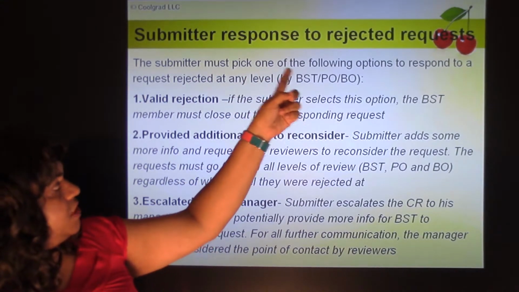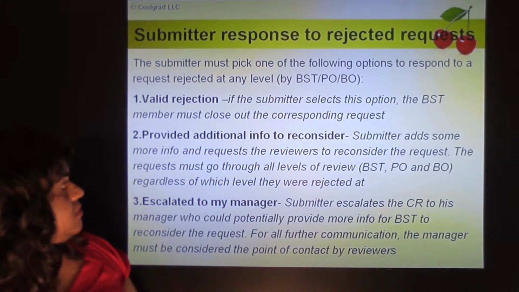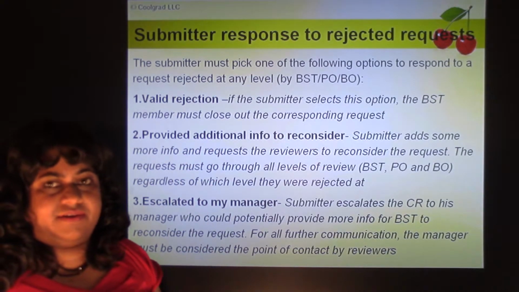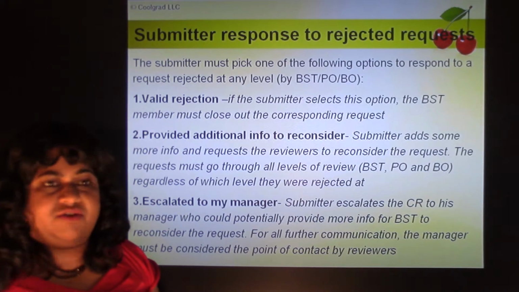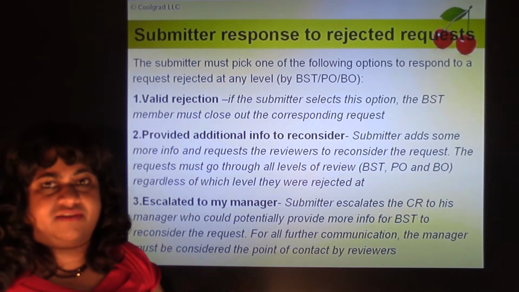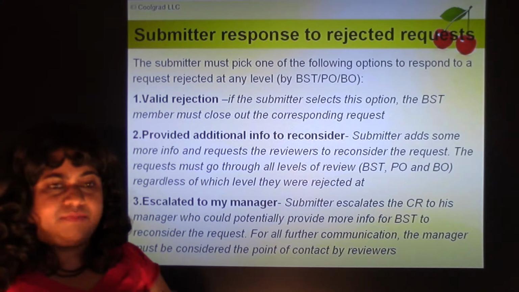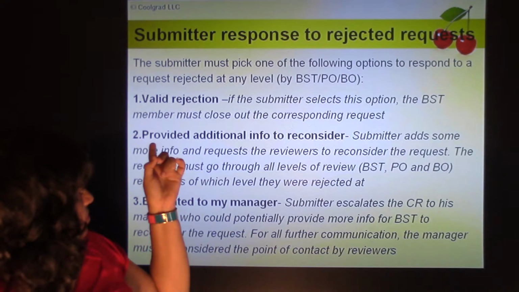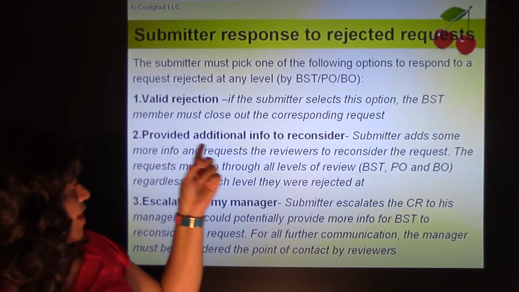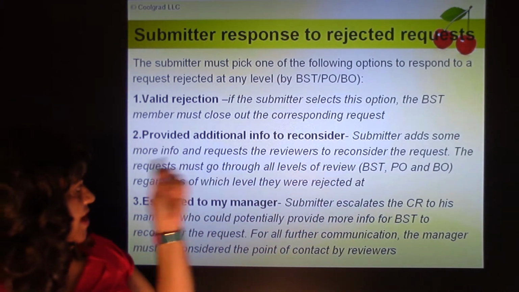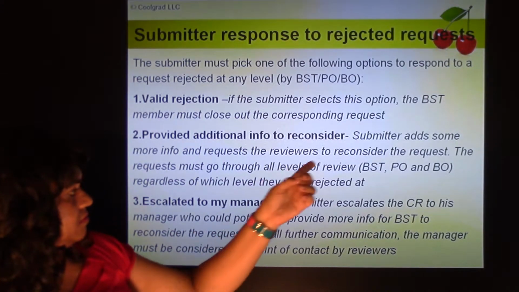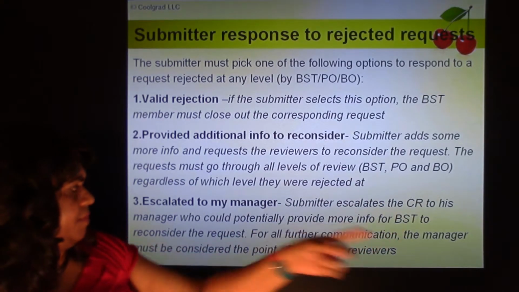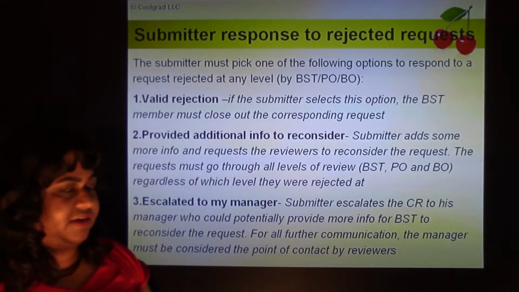So submitter response to rejected requests. Submitter says, hey, I agree, it's an invalid request because it's a duplicate or because you can't do it. I get it. For whatever reason, I agree it's invalid, and then he informs the BST and the BST closes it out. So the matter ends there. Provided additional info to reconsider. Submitter added some more information. The request must go through all levels of review, BST, PO, and BO, regardless of which level they were rejected at.